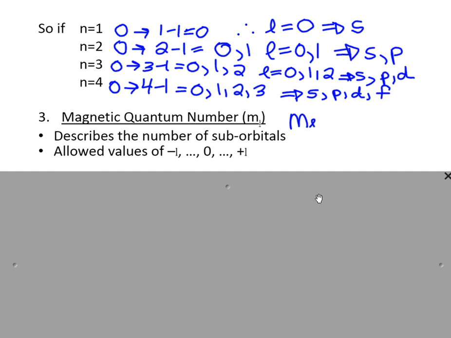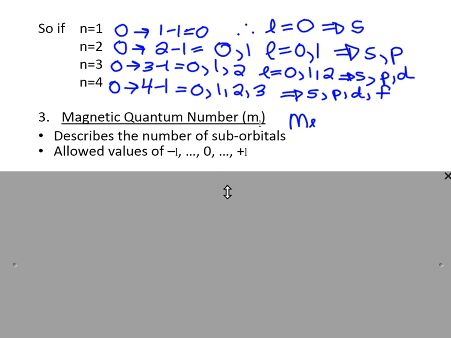So for example, the p orbital, there are 3 different p orbitals, one on X, one on Y, one on Z. So there's 3 suborbitals for p. So that's what we're talking about here with this number. How do you find out what the range of values are? They go from negative L all the way up to positive L. We count by ones or integers here, no decimal places or fractions, always whole numbers.